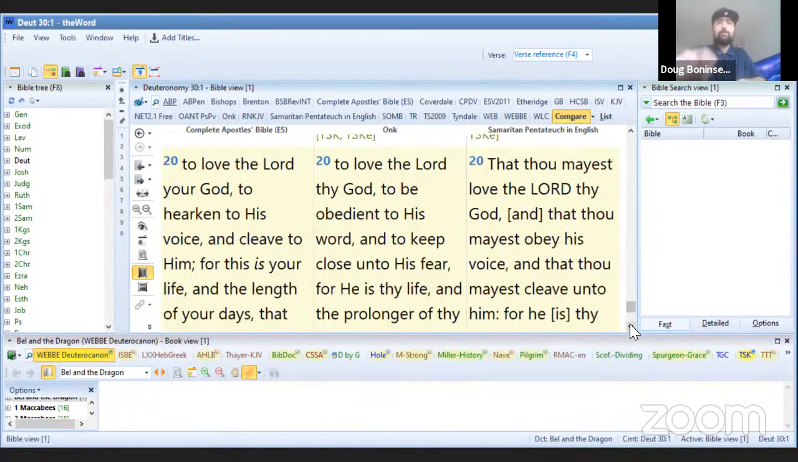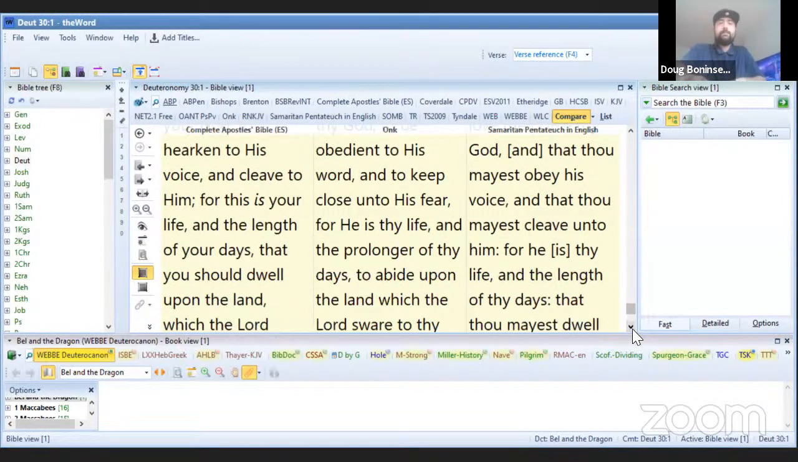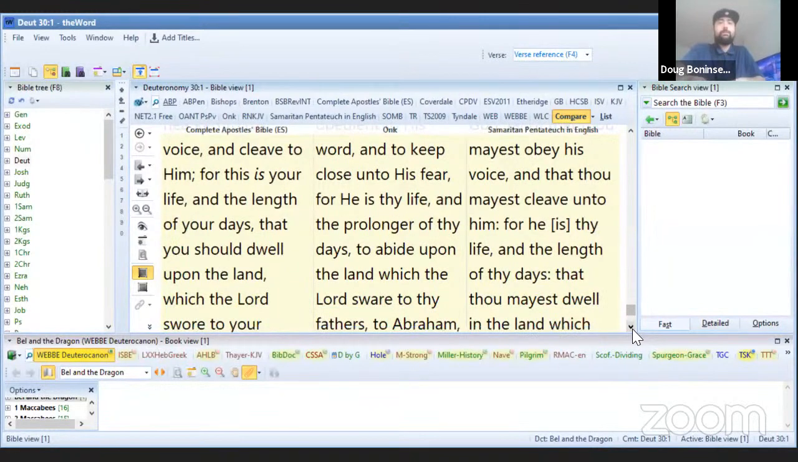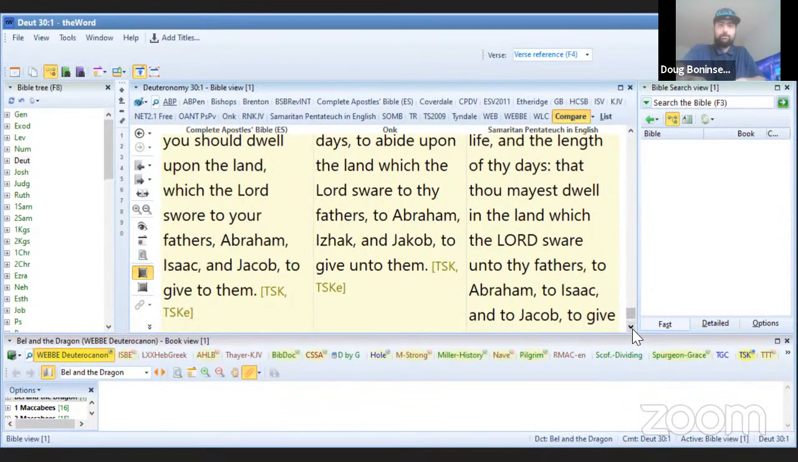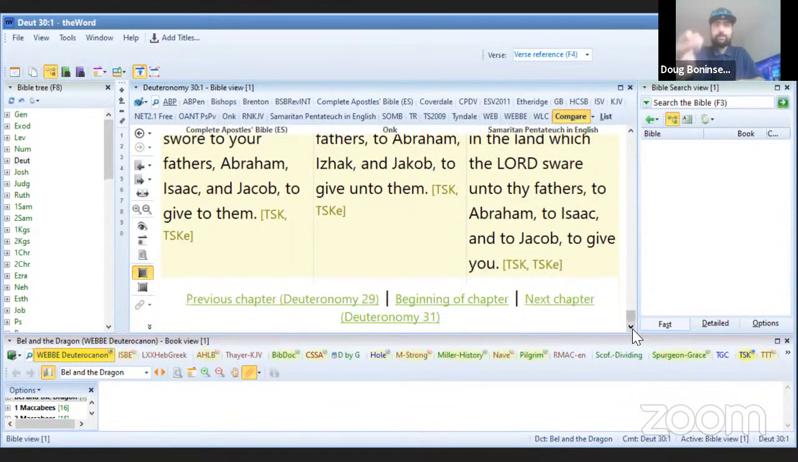Verse 20, to love Yahuwah your Elohim, to hearken to his voice. Interesting, it says to be obedient to his word in the Onkelos, and to keep close unto his fear, for he is your life and the prolonger of your days. Okay, to abide upon the land which Yahuwah swore to your fathers, Abraham, Isaac, and Jacob, to give them. And that's it. That's the end of our Deuteronomy portion.